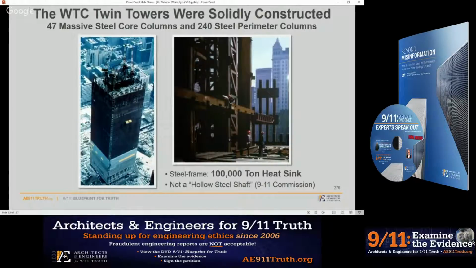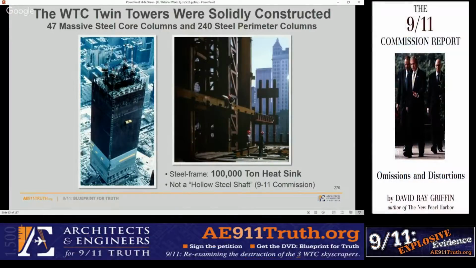The interior 47 massive core columns represent about 50,000 tons of heat sink in the core. In other words, any fire that got hot enough to affect the steel's strength would be rapidly conducted throughout the system. And this is one of the very important reasons that high-rises have never collapsed due to fire before or since 9/11. And another important reason, as we'll look and see, is that these high-rises are fireproofed. The steel is coated with generally a cementitious fireproof coating. We'll come back to that.